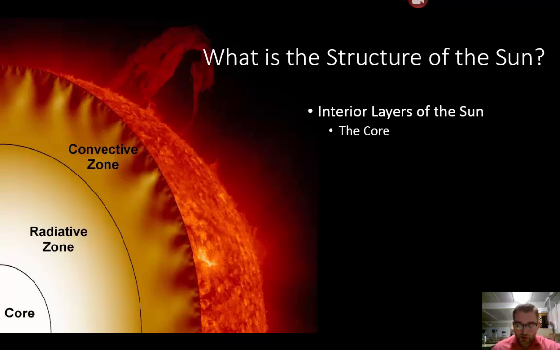So let's start with the core. The sun produces an enormous amount of energy in its core. The core is the central region. This energy is produced through nuclear fusion. In the process of nuclear fusion, hydrogen atoms join to form helium. Nuclear fusion requires extremely high temperatures and pressure, both of which are found in the core of the sun.